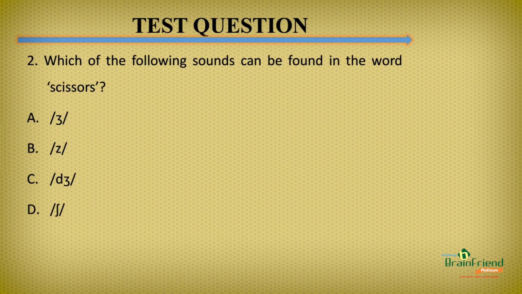Question 2. Which of the following sounds can be found in the word scissors? Option A, Z. Option B, Z. Option C, Z. Or option D, sh. The correct answer is option B, Z.